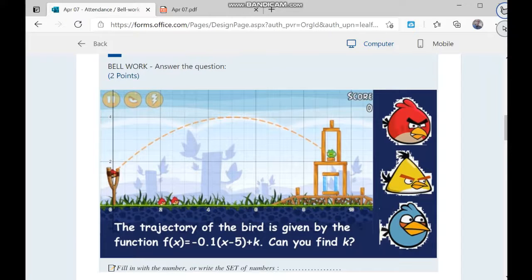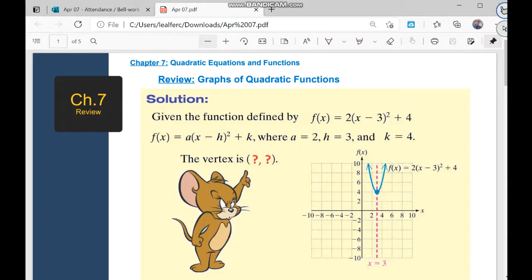Sorry, we are working now on the review from yesterday's example. Given the function defined by f of x equals 2 times (x minus 3) squared plus 4, can you find the vertex? I'm waiting for Lisbeth and Jada to help me out, and you just need to send a message. You can say, I'm still a bit confused, I need this review to understand, and that's okay. So I'm waiting for your answer.